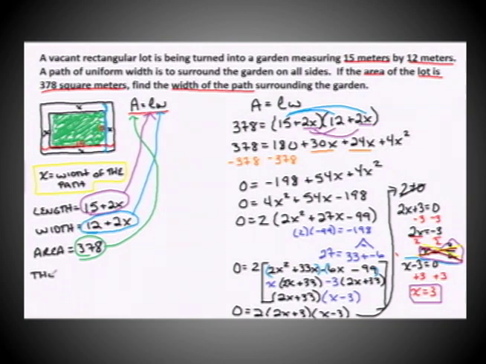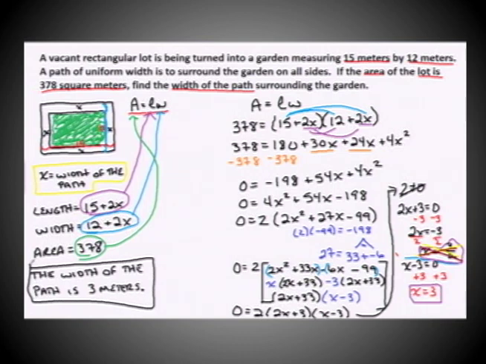And that is, the width of the path is 3 meters. So there's our solution sentence.